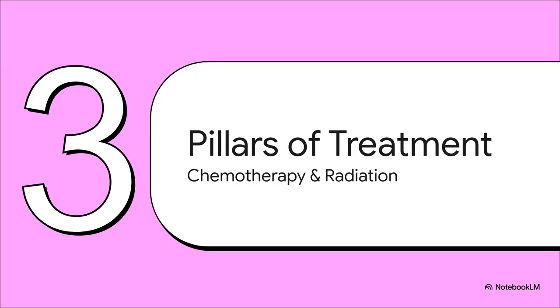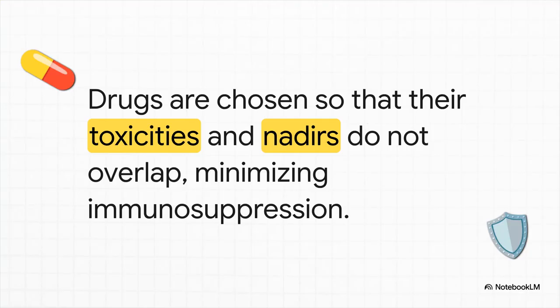Let's transition over to Section 3, the pillars of treatment. In oncology, we almost never rely on just a single drug. Instead, we use combination chemotherapy. But listen, this isn't just some random cocktail of meds thrown together. It's a highly orchestrated balancing act. Providers meticulously select these medications so their side effects, and absolutely crucially, their nadirs, do not overlap.